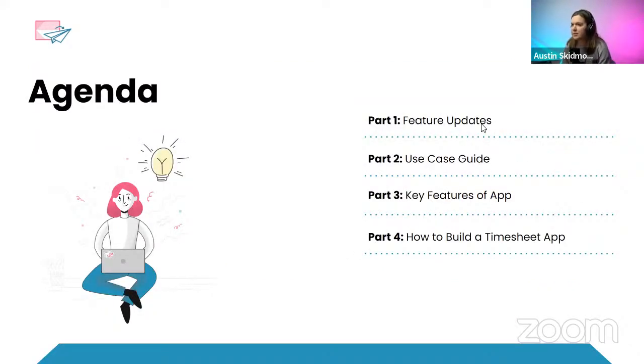All right, so today we're going to walk through 4 parts. Essentially, we're going to do feature updates for AppSheet. We're going to walk you through the use case of a vehicle inspection app. We're going to walk you through the key features of the app that we created and are thinking through. And then we're going to walk you through how to build that app.